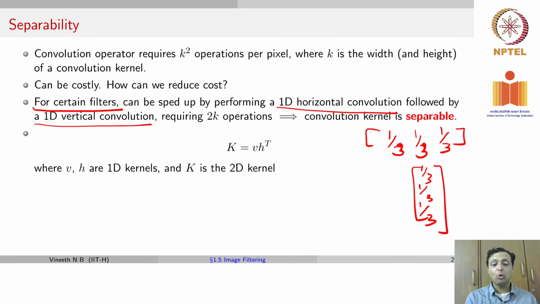If you do that, you only require 2k operations, because every 1D horizontal kernel would require k operations, and every 1D vertical convolution would require k operations. You only need a total of k plus k operations. This becomes cheaper than k square. Remember that for a 5 cross 5 filter, k square would mean 25 operations, while 2k would mean 10 operations. And this difference becomes more prominent when k becomes larger and larger.